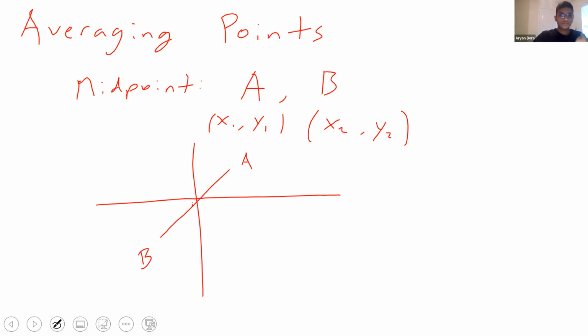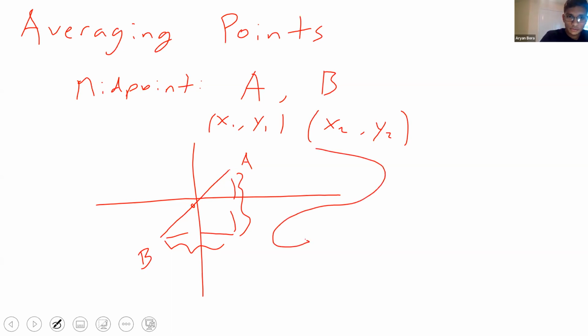So if it's in the middle, we can just look at its y value and x value separately. Because it's in the middle of A and B, its x coordinate will also be the middle of A and B's x coordinate, and same for the y. So basically, you can just describe that the midpoint of A and B is just going to be x1 plus x2 over 2, and y1 plus y2 over 2.